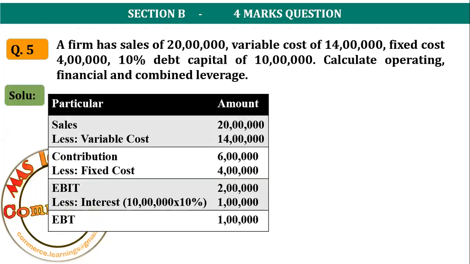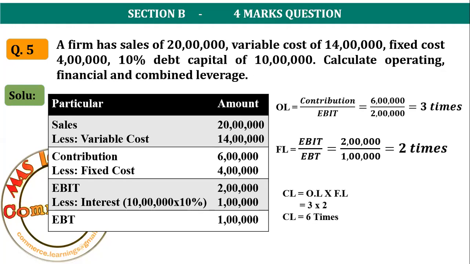Now coming to the first one. Sales we have 20 lakh minus variable cost 14. If you simplify, we will get contribution that is 6 lakh. Then deduct 4 lakh as fixed cost, you will get earnings before interest and tax, 2 lakh. Then you have to deduct interest that is 10%. 10 lakh into 10%, 1 lakh, and you will get earnings before tax, 1 lakh rupees.